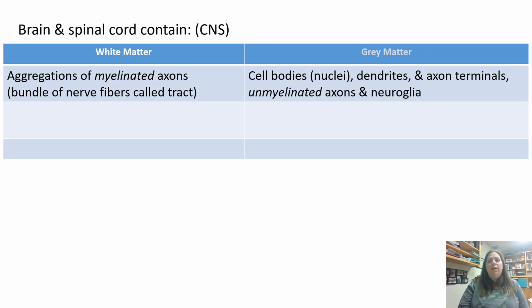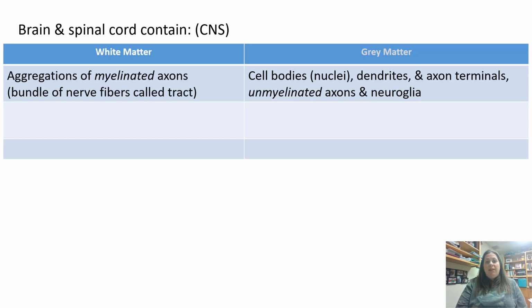So last lecture we ended talking about myelination, and how the myelination makes the appearance of a white matter versus a gray matter. When we look at a neuron, the neuron has the dendrites, the cell body, and the axon. The axon is going to be the white matter because it's the one that has the myelin. The cell body and the dendrites are going to be the gray matter.